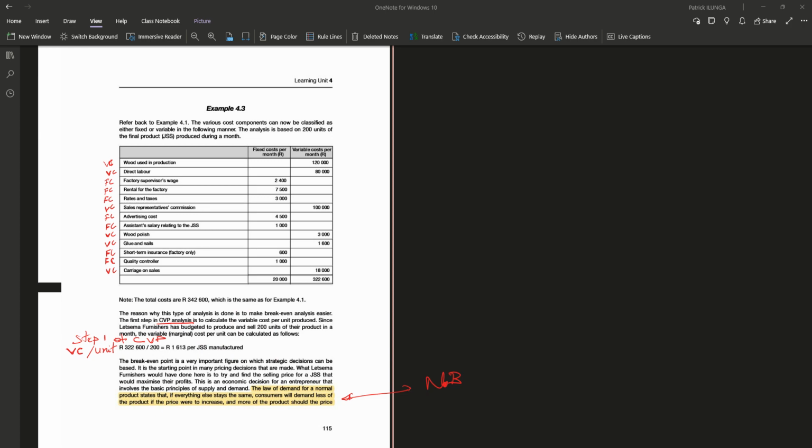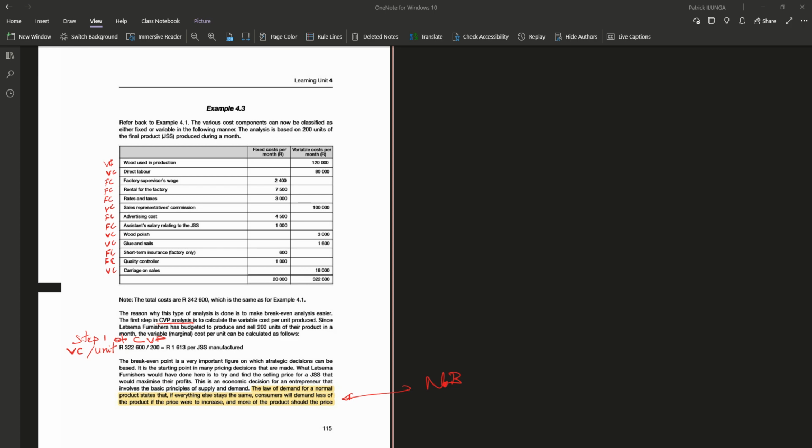So you have this table that is provided to you. You have the wood, you have direct labor, factory supervisors, wage. As you can see, you need to be able to classify which one is fixed cost per month and variable cost per month. In any case, this is already done for you. The beauty of this is that this links to the previous example in 4.1 that we were doing. So there is continuity in these examples, which is quite relevant.